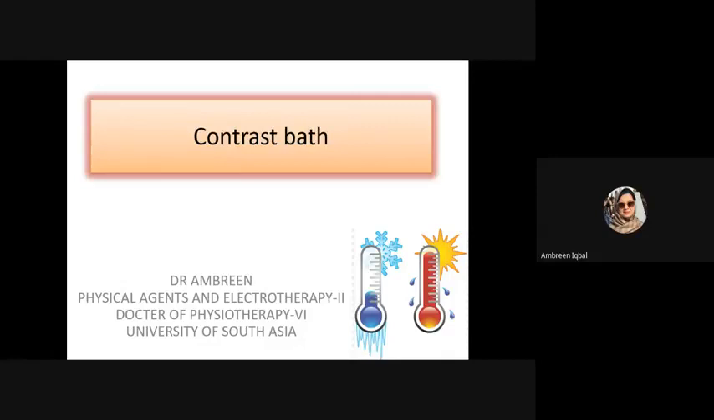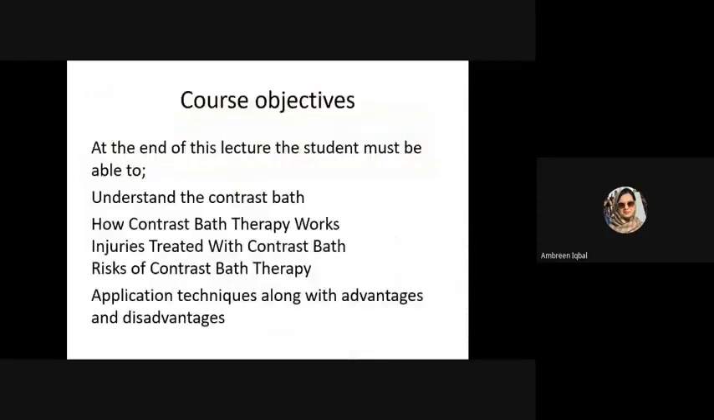This is one of the reliable techniques we use to help decrease pain and muscle spasm, increase the range of motion, and improve the functional mobility of the patient. Coming towards this lecture, I will tell you some learning objectives. At the end of this lecture, you must be able to understand the contrast bath. You would be able to tell how the contrast therapy works and the injuries related with the contrast bath. You will also know about the risks of contrast bath therapy. And at last, we will discuss the application techniques along with the advantages and disadvantages of this contrast bath.